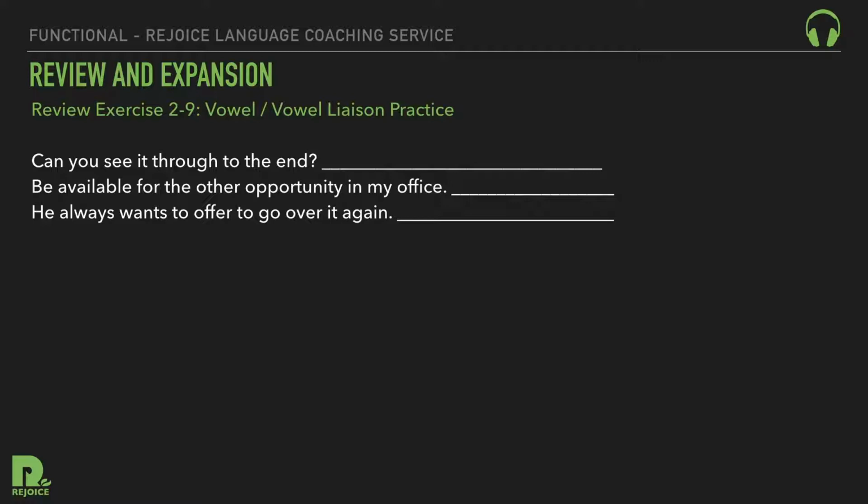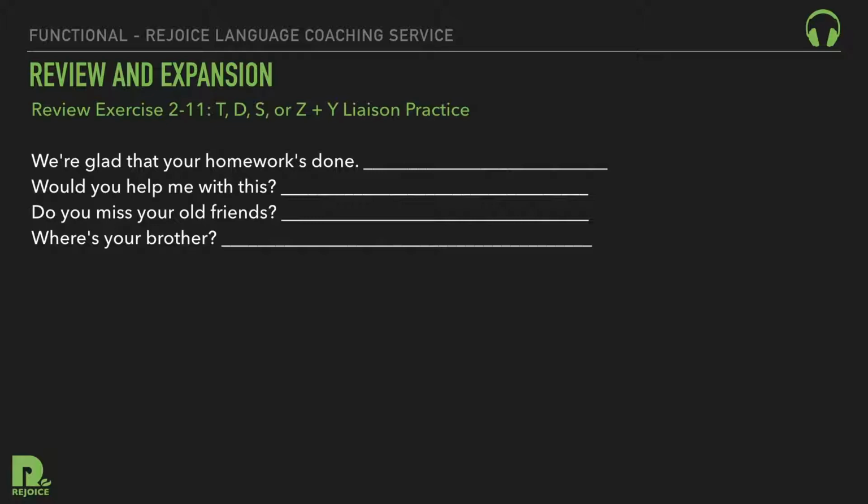3. He always wants to offer to go over it again. Review exercise 2-11. T, D, S, or Z plus Y liaison practice.